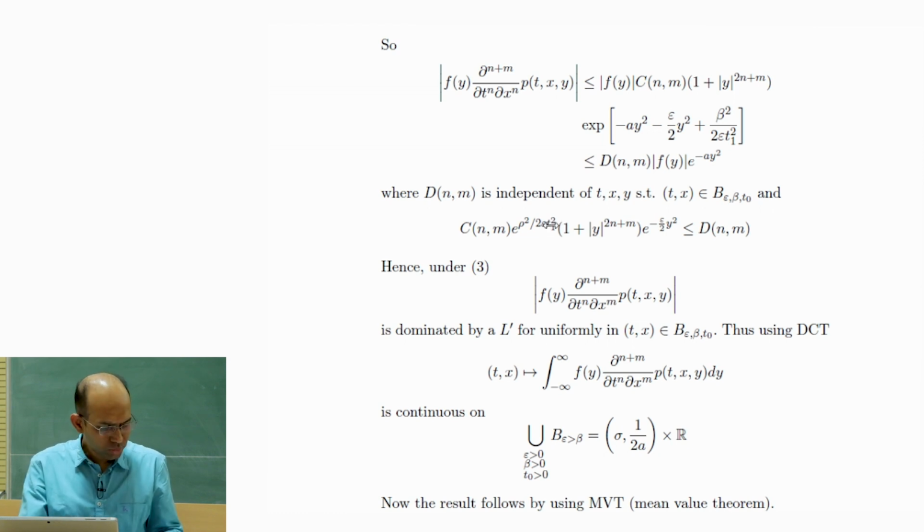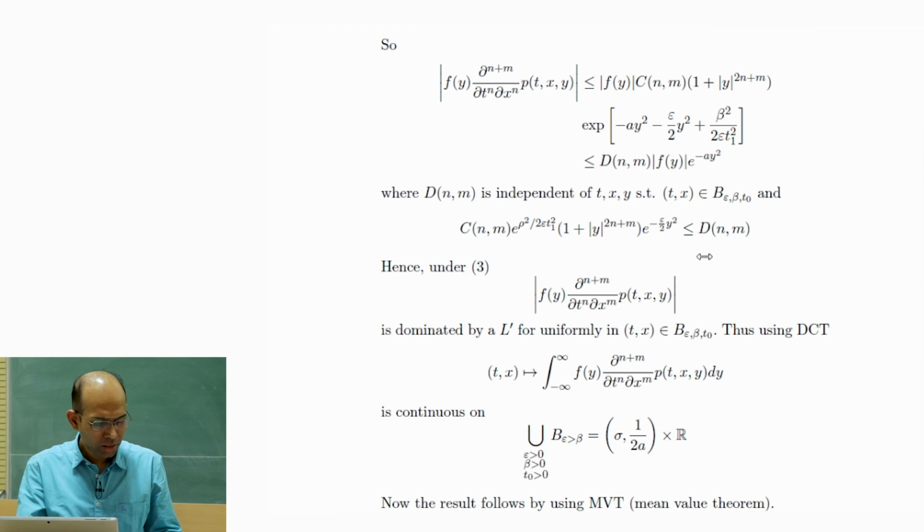Now, there is a typo here. So, this is beta square. Okay. So, e to the power of beta square, correct, and other things are okay. 2 epsilon T1 square is fine. So, we consider this product C n m into e to the power of beta square divided by 2 epsilon T1 square into 1 plus mod y to the power 2 n plus m. Okay. So, what appears here, into e to the power of minus epsilon by 2 y square. I mean, this is actually basically saying what d n m is. So, this is d n m. Okay. So, I mean, because this would be dominated by the decay of this. So, we can have this.